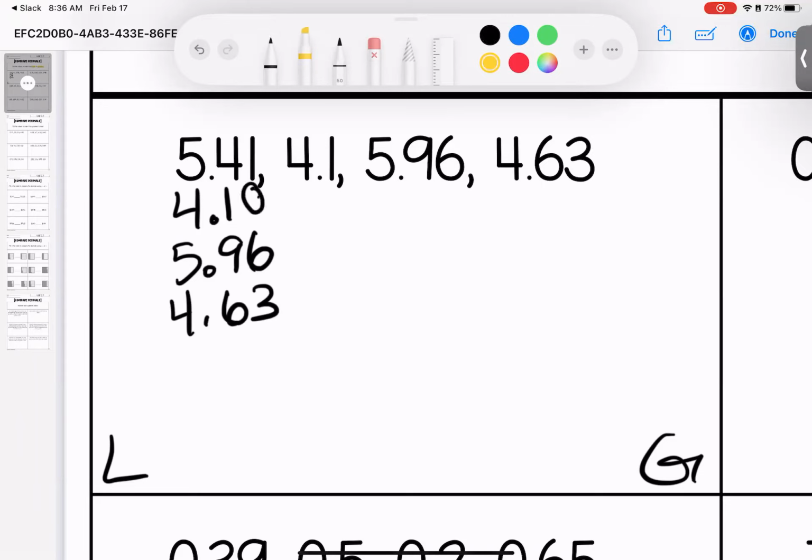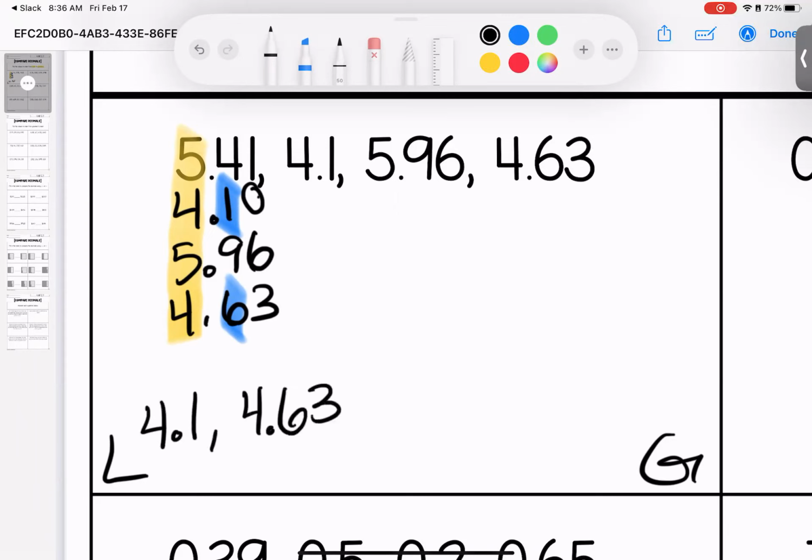And now I'm going to start by looking at our ones value. So I have a 5, a 4, a 5, and a 4. Right there, the smallest of those two are going to be the 4. So I'm going to go to the second value, 4.1 and 4.6. 4.1 is going to be my smallest. 4.63 would be second place.